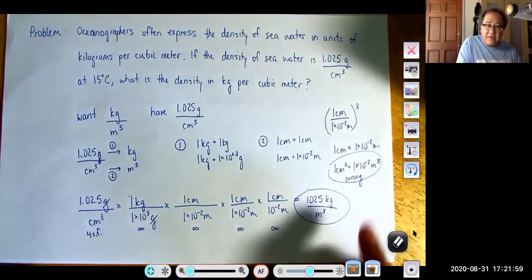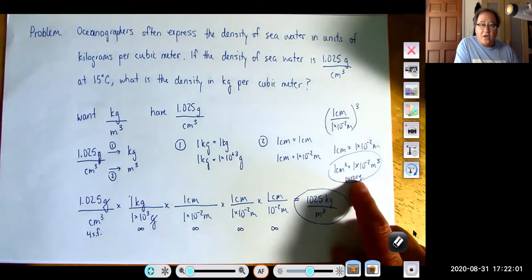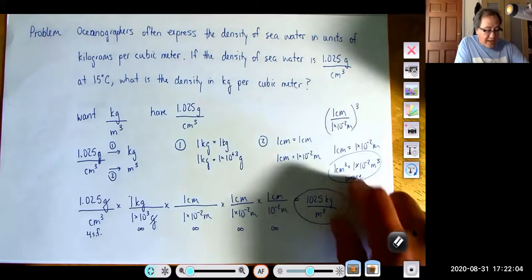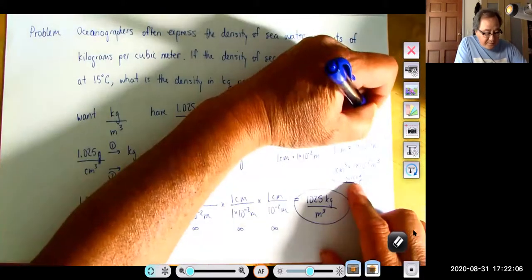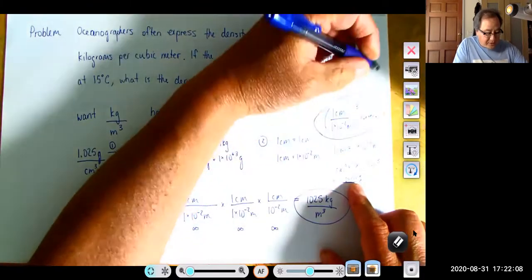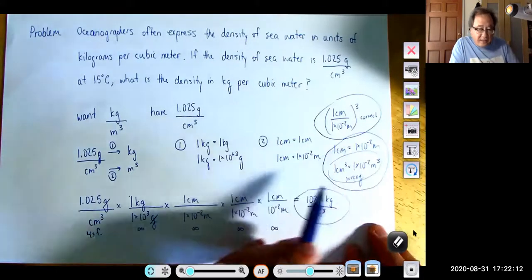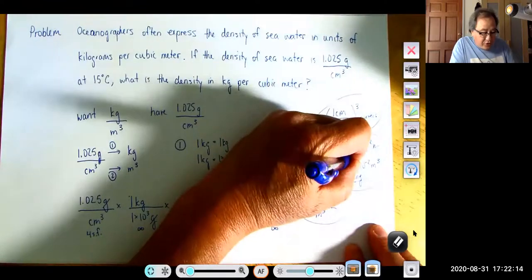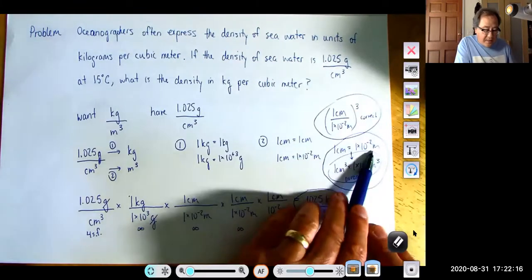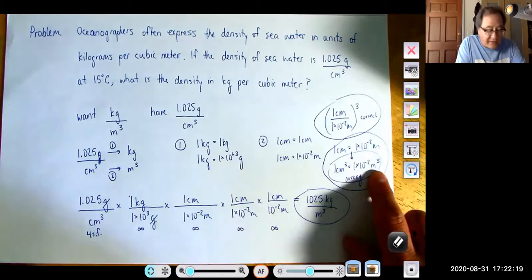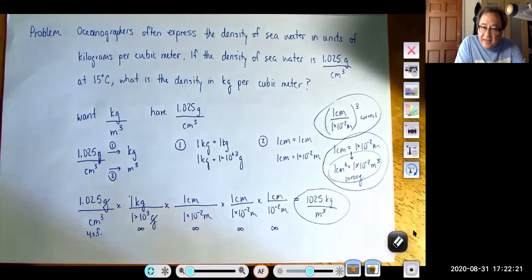Now here, I'm showing you something that's wrong. This is correct right here, but this is wrong. This is okay right here, but when you change it into cubing this and cubing that, a lot of people only cube the unit and they don't cube the number. And you can't do that. You've got to cube the whole thing. All right.